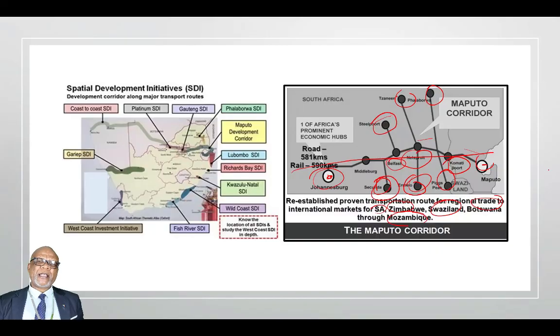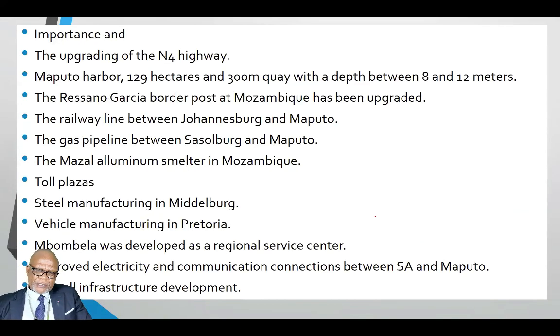Then you link all other industries which are non-IDZs. So the importance there was the upgrading of the N4 highway and the Maputo Harbor, 129 hectares, is favoring this SDI. The Ressano Garcia border post of Mozambique has been upgraded to allow for trade. The railway line between Johannesburg and Maputo has also been upgraded. The gas pipeline between Sasolburg and Maputo, the Mozal aluminum smelter.